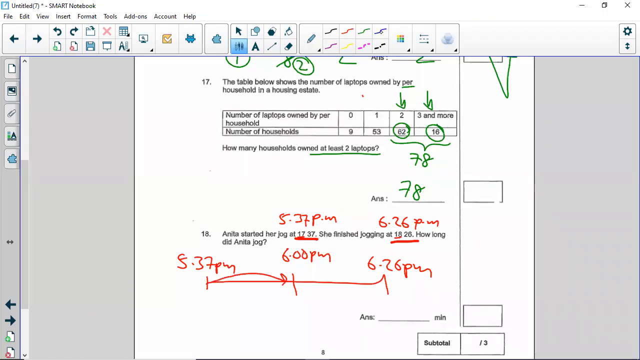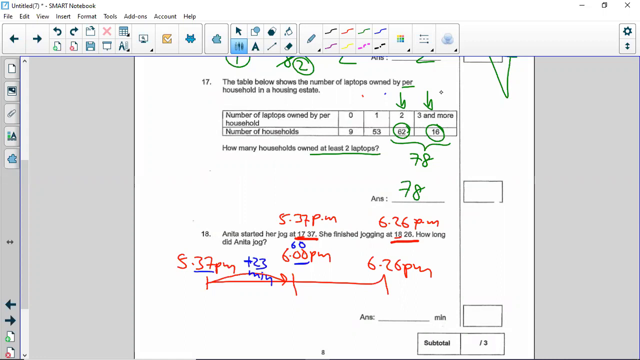Now, if you're confused and don't know how to jump, you look at the 0, 0. It is also like 60 minutes. So 60 minus 37, you will jump. You will get how many more? You jump how many minutes? You jump 23 minutes.